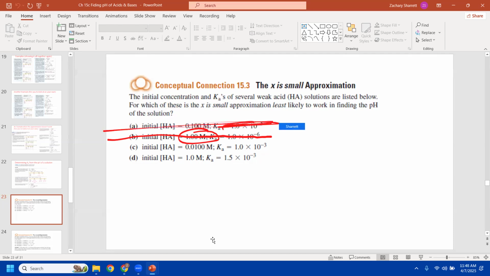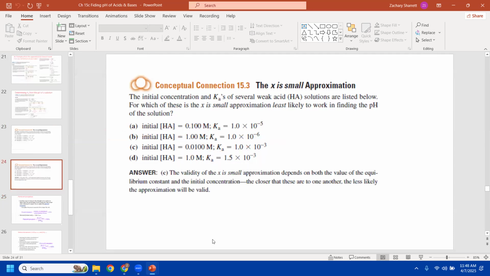So we can eliminate those two. Those approximations will probably work. Now, these have semi-big Kas. Which one do you think it's going to hurt more? The thing with a pretty big starting concentration or the thing with a very small starting concentration? The small starting one, that's the $10,000 person having to pay $5,000, right? So in this case, let's hope that the answer is C.